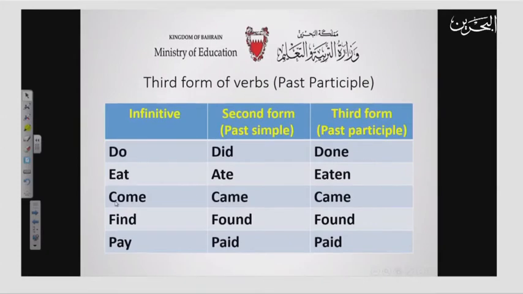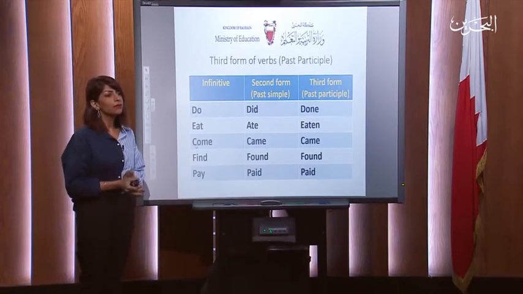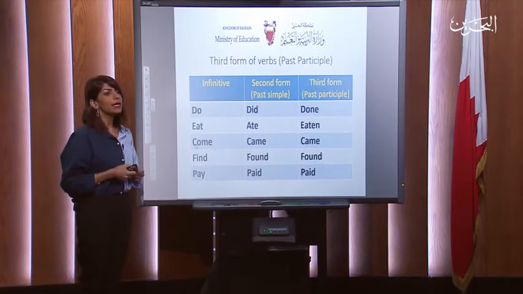Eat, ate, eaten. Come, came, came. In this case, it doesn't change. Then, find, found, found. It's the same. The last one is pay, paid, paid. You can practice more, and you can use your dictionaries to find infinitives, second form and the third form for the past participle uses. It will help you further in writing.